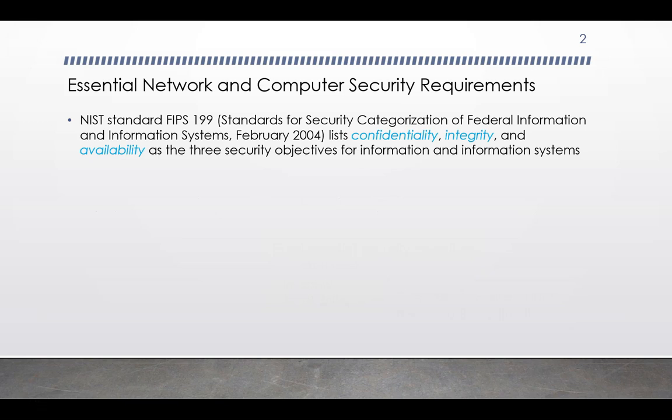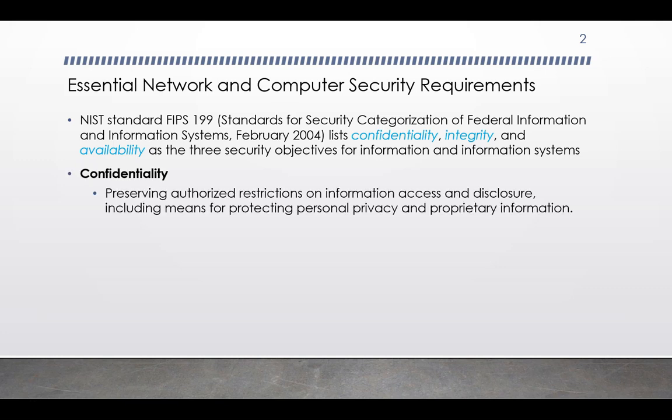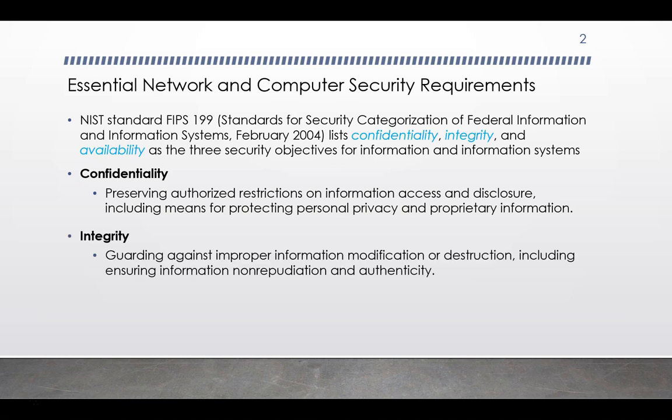The NIST standard identifies confidentiality, integrity, and availability as the three security objectives for information and information systems. These three concepts embody the fundamental security objectives for data and for information and computing systems. With confidentiality, a loss of confidentiality is the unauthorized disclosure of information. With respect to integrity, a loss of integrity is the unauthorized modification or destruction of information. And finally, availability. A loss of availability is the disruption of access to or use of information or an information system. This is what we want to consider as we examine denial of service attacks.